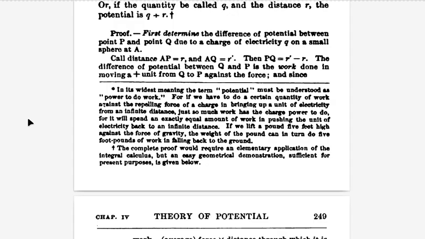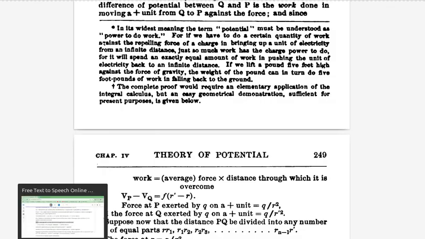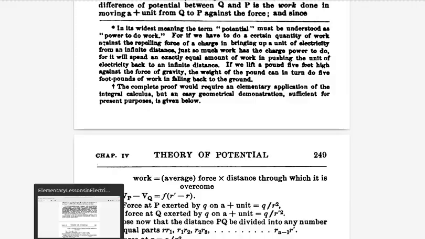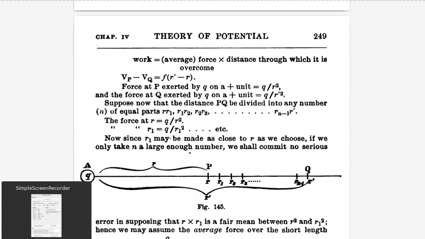Call distance AP equals R, and AQ equals R prime. Then PQ equals R prime minus R. The difference of potential between Q and P is the work done in moving a plus unit from Q to P against the force, and since work equals average force times distance through which it is overcome, V of P minus V of Q equals F brackets, R prime minus R.